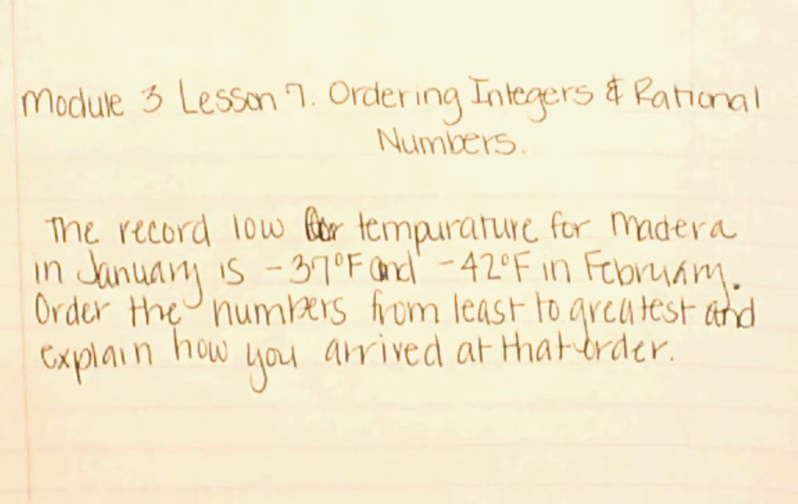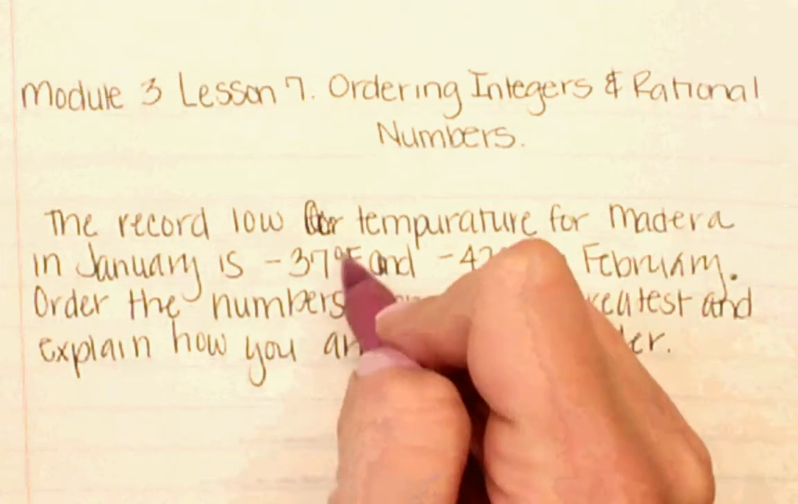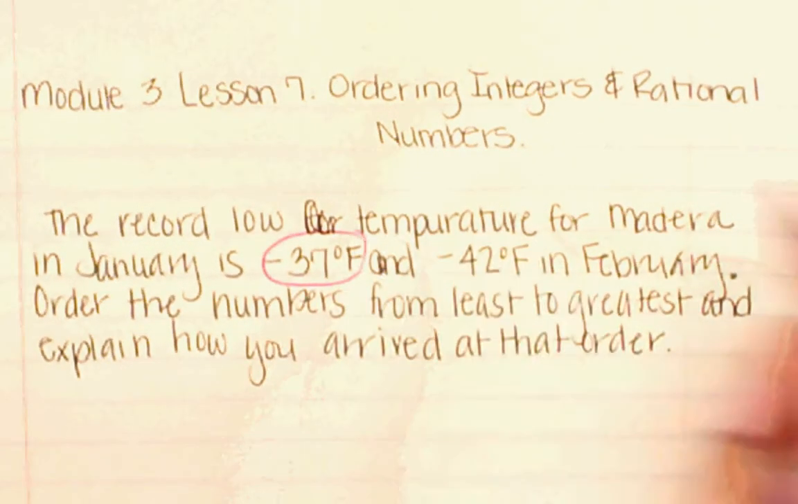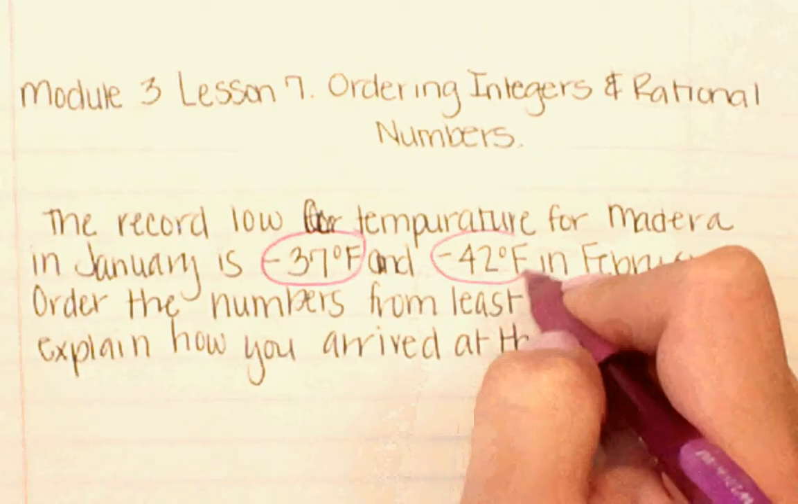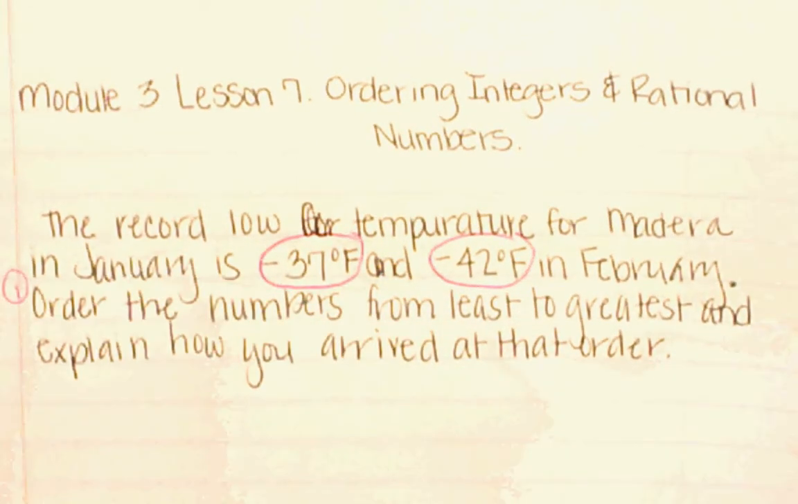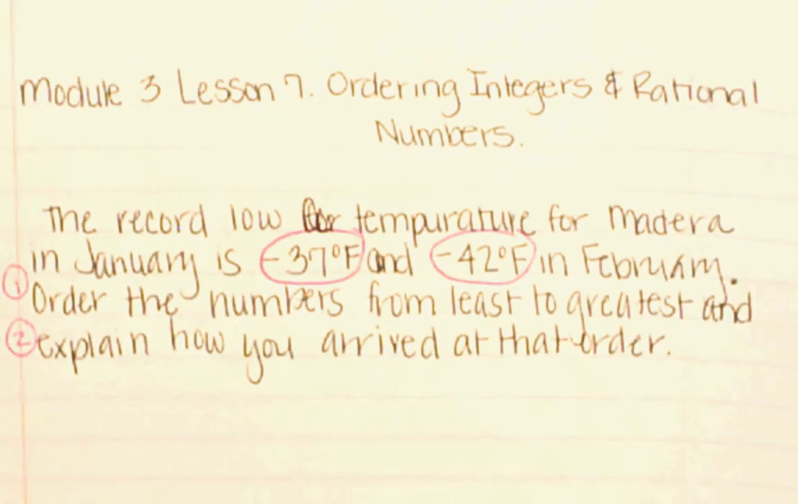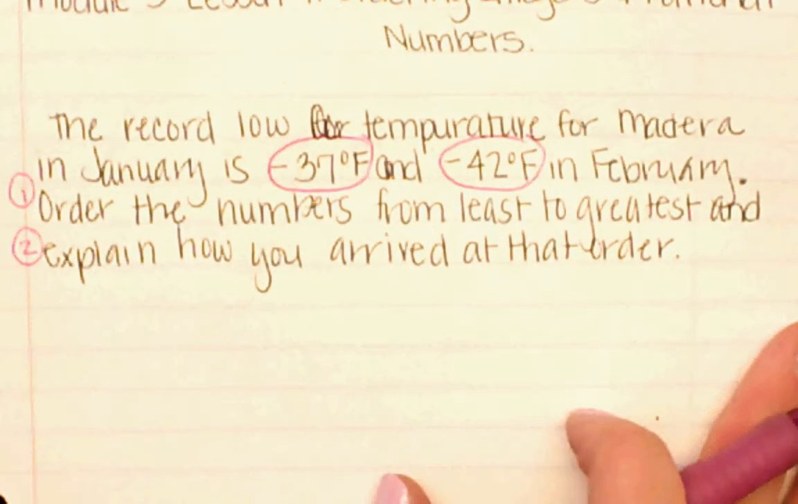continue on. So I'm going to pay attention to the two numbers I see in the problem. The record low temperature for Madeira in January is negative 37 degrees Fahrenheit and negative 42 degrees Fahrenheit in February. We're going to order the numbers from least to greatest and explain how you arrived at that order. I number these because those are the two things they're asking us to do. Now in this lesson they want us to do a couple of things.